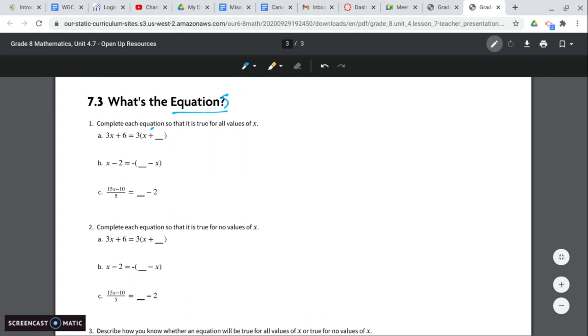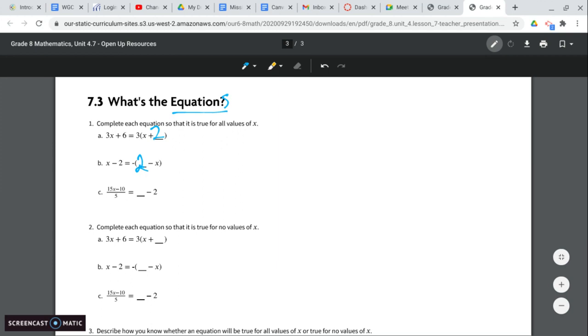3 times 2. Our next one here, we have x minus 2 equals negative something minus x. So we know this negative is going to change whatever's in here, the sign on it. So we need it to be a negative 2. So that means here we should have it be a positive 2. That's supposed to be a 2.